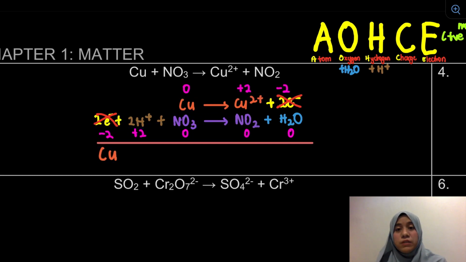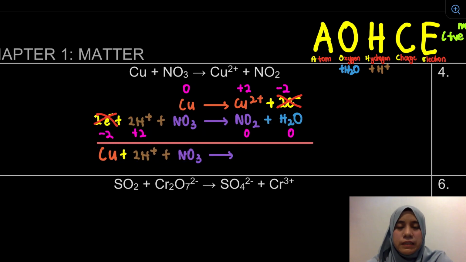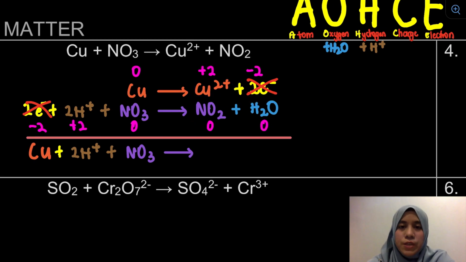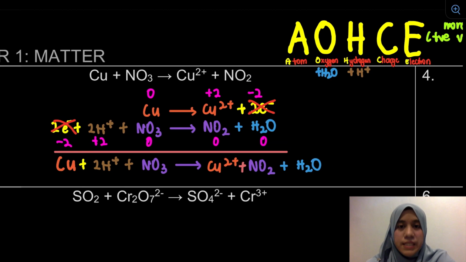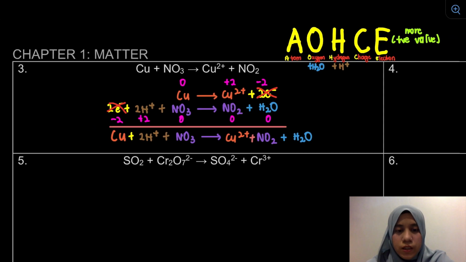Okay, make sure all the reactant are on the reactant side. Yang di product pula, yang mana on the product side, it has to be on the product side. The arrangement ni tak kisah. Kalau kamu nak buat NO2 dulu plus H2O plus Cu2 plus pun, there's no problem. The most important thing is that make sure the product must be on the product side. Okay, so that's for equation number 3.